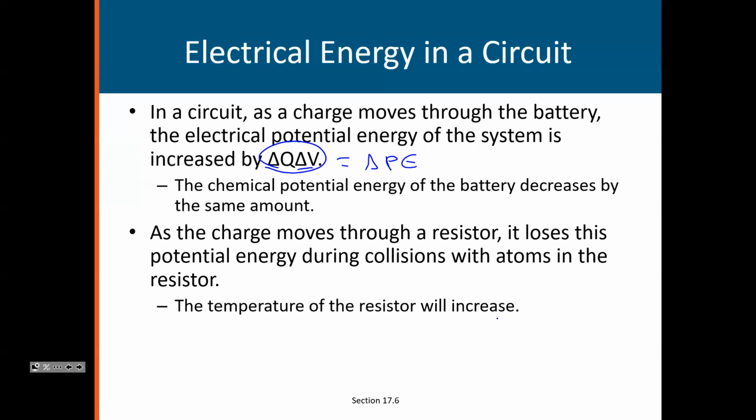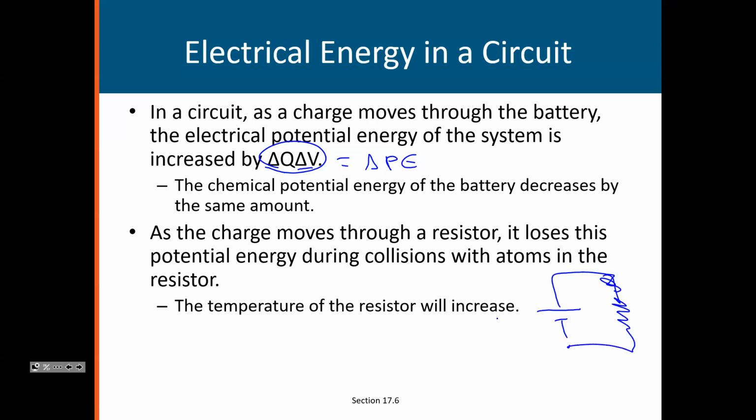Where is this energy coming from? From the battery. There's a chemical reaction in the battery which makes the charges flow, so it is the chemical energy of the battery which gets turned into electrical energy. Now, the charges do not stay there. Suppose we connect the battery to a resistor.